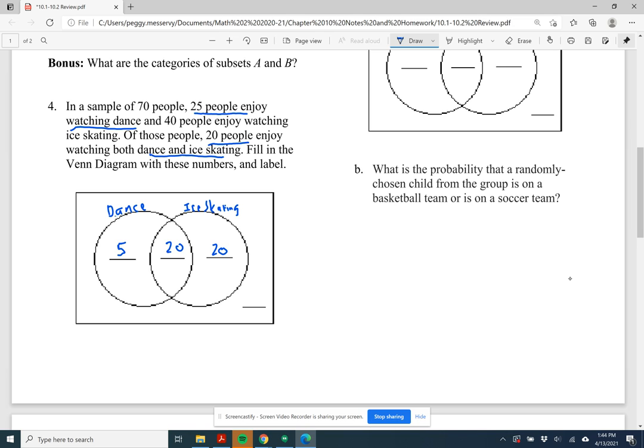And then what do we have for a total? We have 5 plus 20 is 45. We've accounted for 45 of our 70 people. So outside here, we must have 70 take away 45, which is 25. And we have it filled in. And we're done.